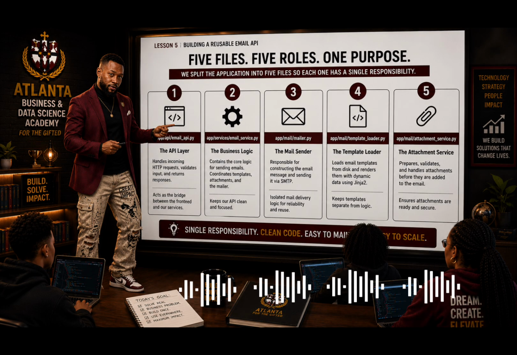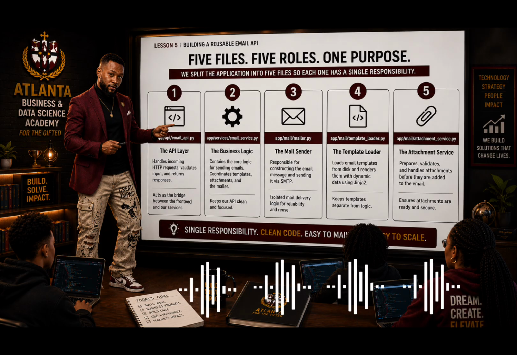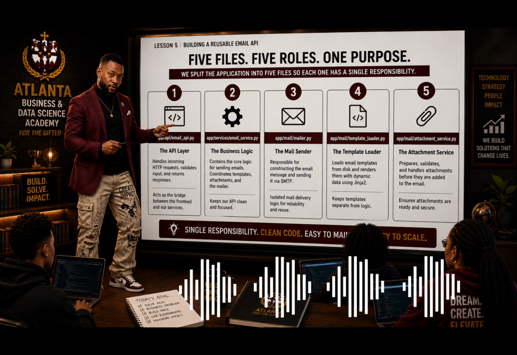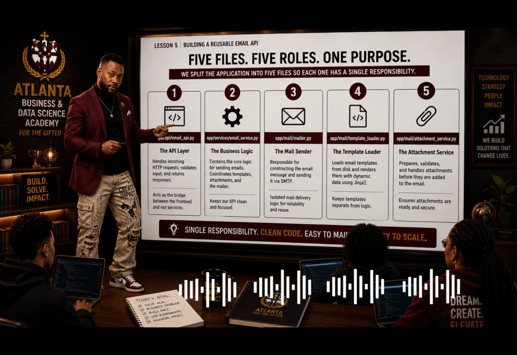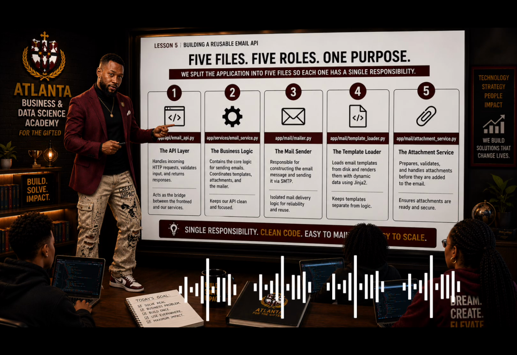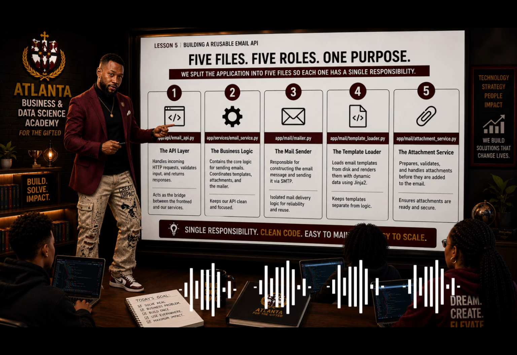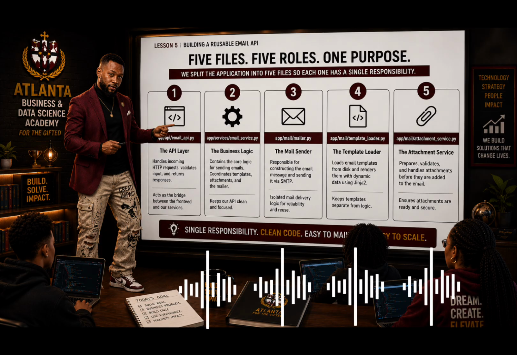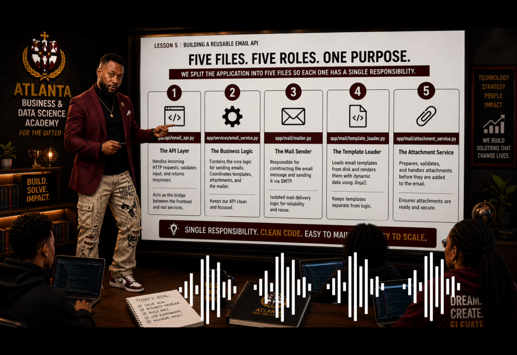We intentionally split the application into 5 files, so each one has a single responsibility. The email API receives requests from the frontend. The email service contains the business logic. The mailer is responsible for communicating with the SMTP server. The template loader renders email templates into final HTML. Finally, the attachment service prepares any files before they're sent. Rather than trying to understand everything at once, we're going to tackle each file one at a time. By the end, you'll see how one request flows through all 5 layers before an email is finally delivered.